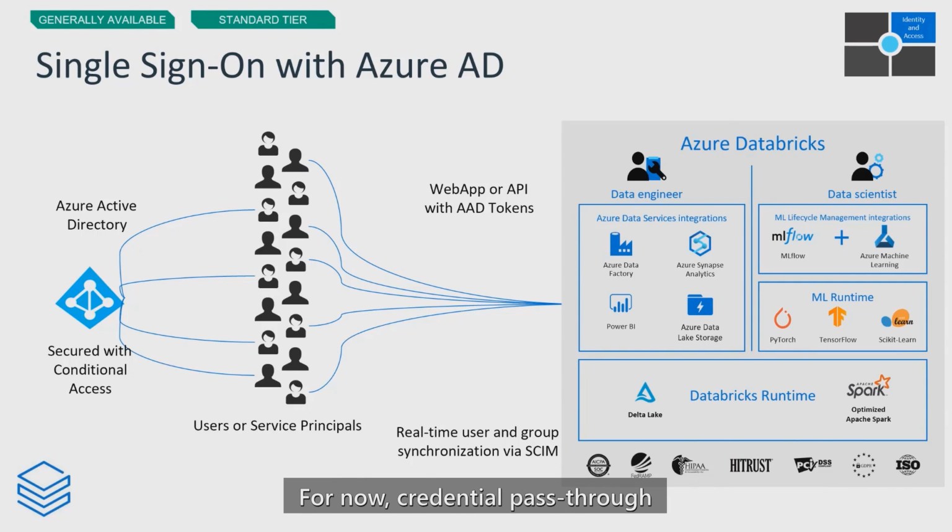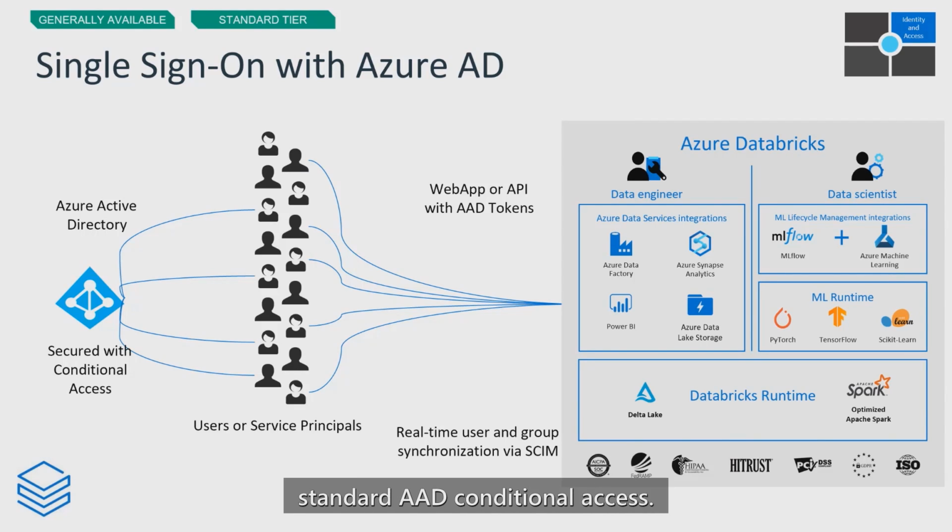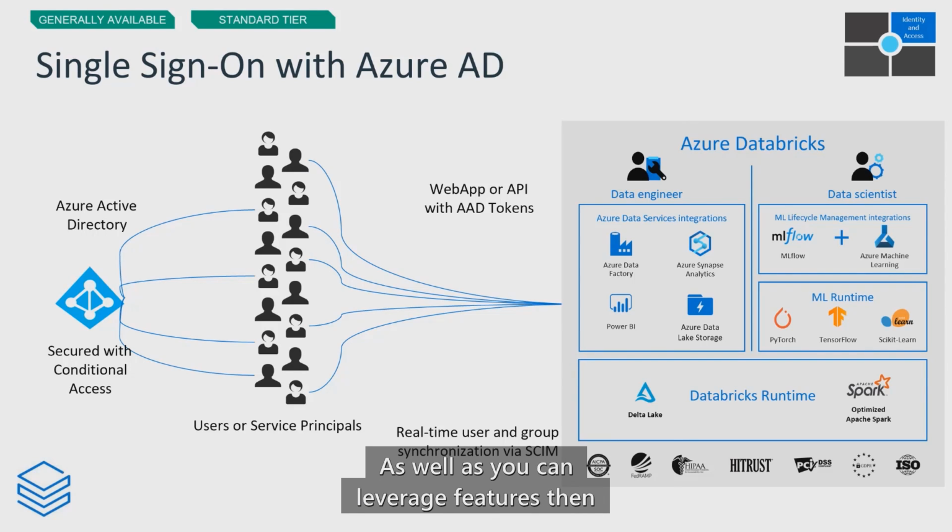For now, credential pass-through is offered in interactive clusters, but we do have a plan to support these for job clusters as well. You can further sync your users and groups that you've configured in AAD to an Azure Databricks workspace in real time using a feature we call SCIM. Furthermore, our REST APIs support both AAD tokens and service principals. And all these tokens can be secured with standard AAD conditional access, and you can leverage features like multi-factor authentication and other conditional access features for your workspace.